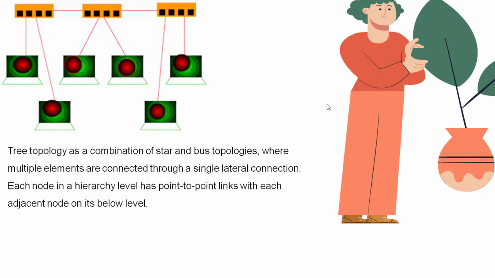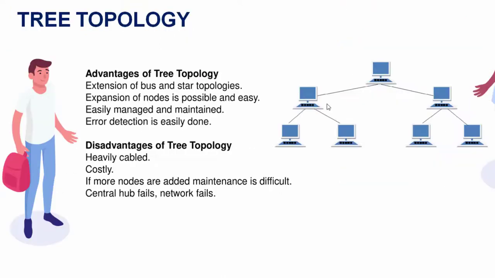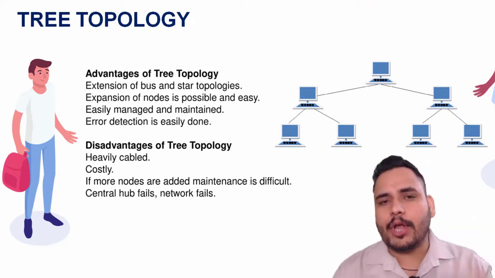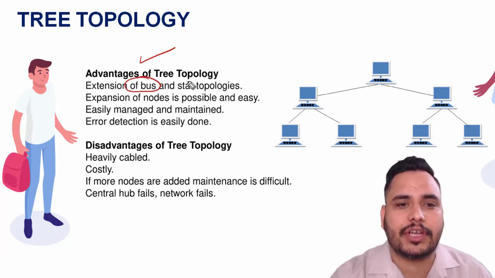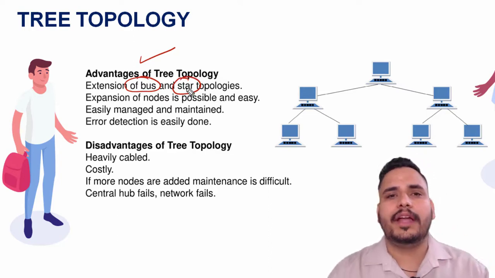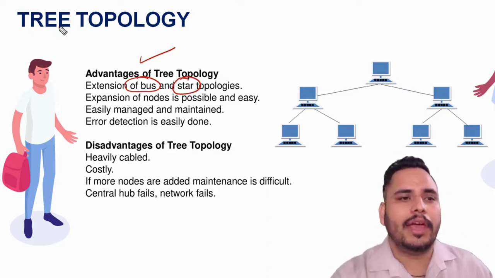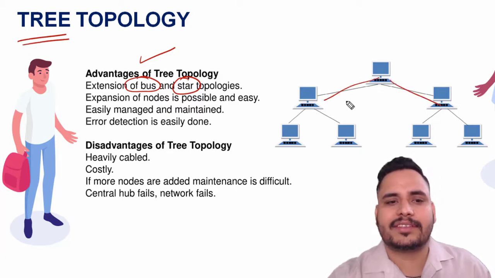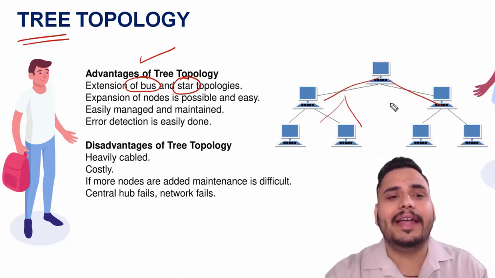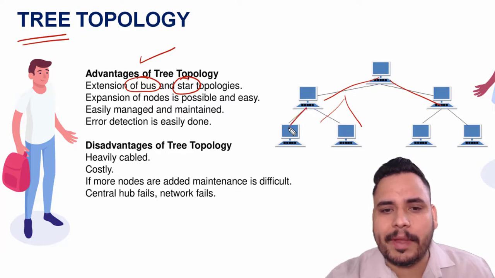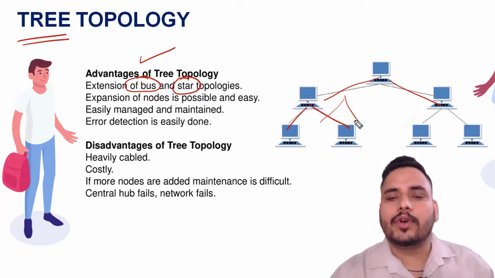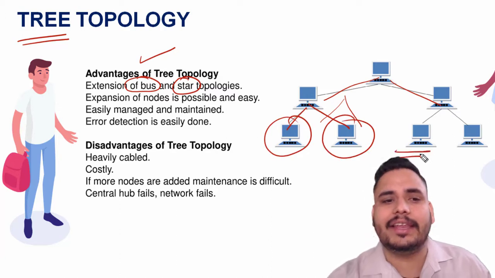Now, this topology has so many advantages and disadvantages. We have to discuss step by step what the advantages and disadvantages are. If we talk about the advantages of tree topology, we can say it is used for extension of bus and star. If you want to extend your network in bus and star, you can make a tree topology. It will help you extend the network, and on the other hand, it makes connection possible and easy. If you want to expand with a switch, it is very easy. So we can maintain and manage this in an easy way.